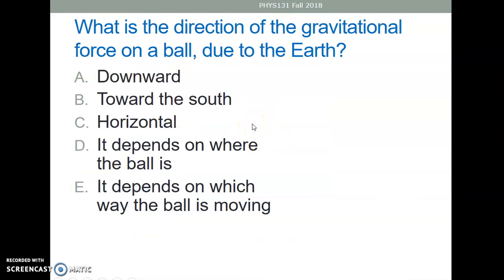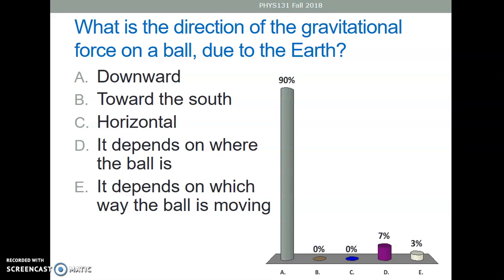What is the direction of the gravitational force on a ball due to the Earth? A, downward, B, toward the south, C, horizontal, D, depends on where the ball is, or E, depends on which way the ball is moving. Okay, so what we're talking about here is a ball that is close to the surface of the Earth, not somewhere halfway to the moon or anything. Make your answer. Pause the video, make your answer, and we will see what the selection is. All right, going once, going twice, going 3 times.